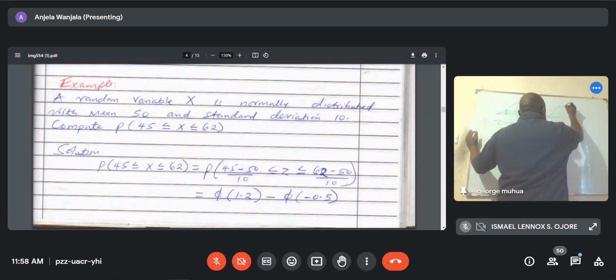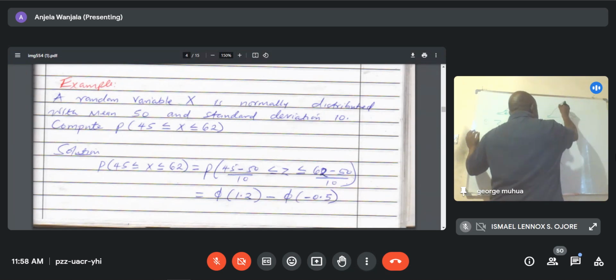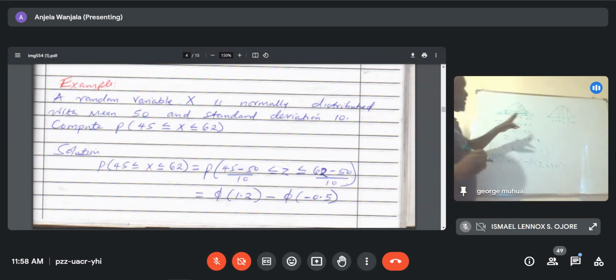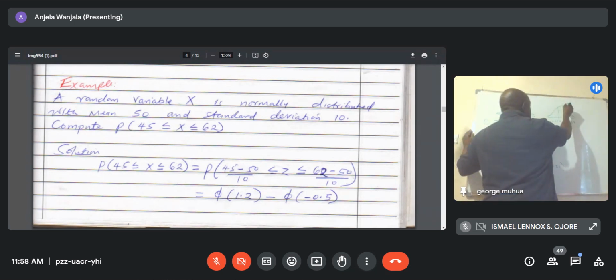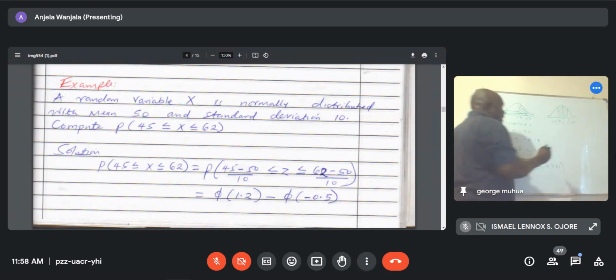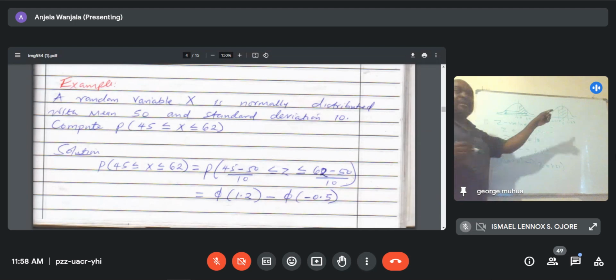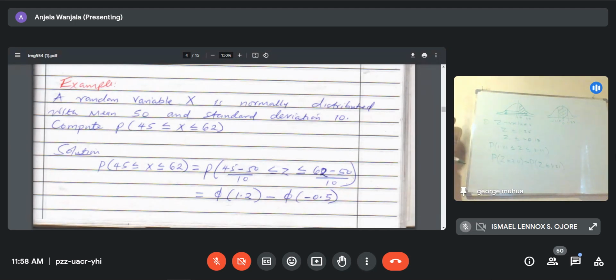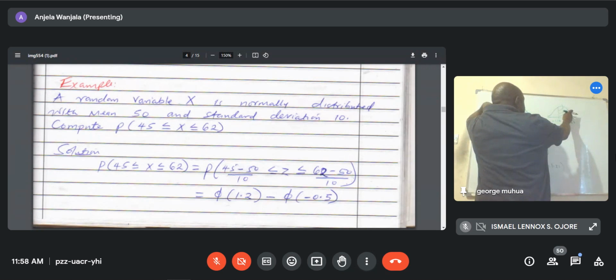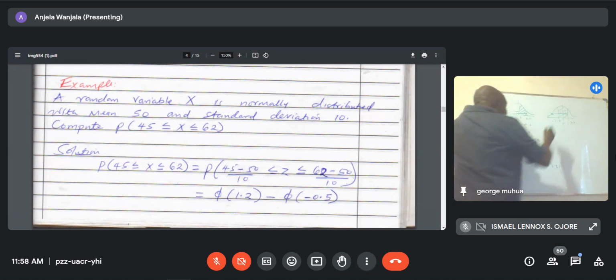Now the other possibility is that one value is on the other side. Say I have negative 1.10 and positive 1.23. I'm also looking for the area between them, but one is on the left and the other is on the right. Obviously, I will get the area to the right of 1.23. That is easy, and I'll read that from the table.